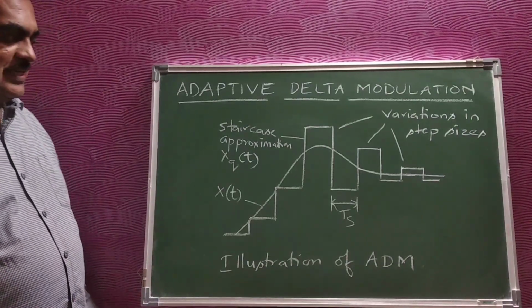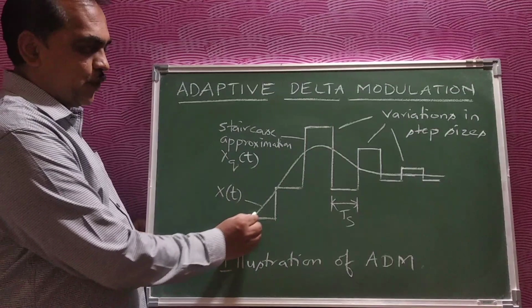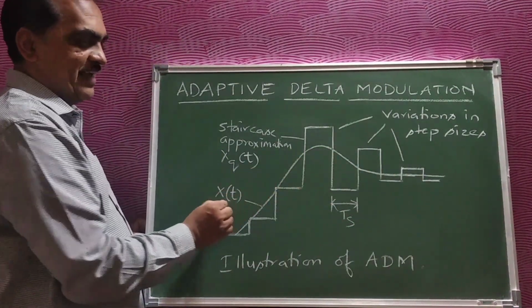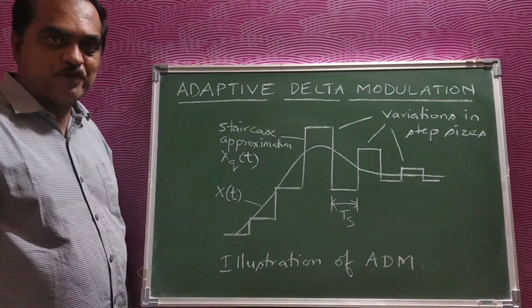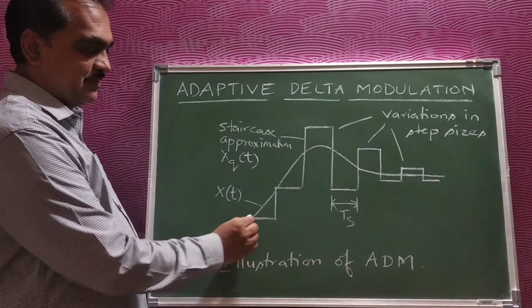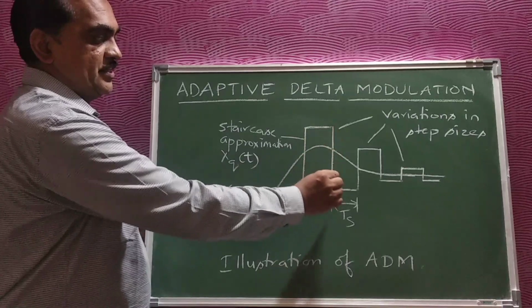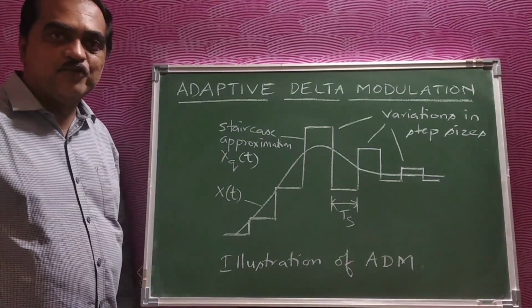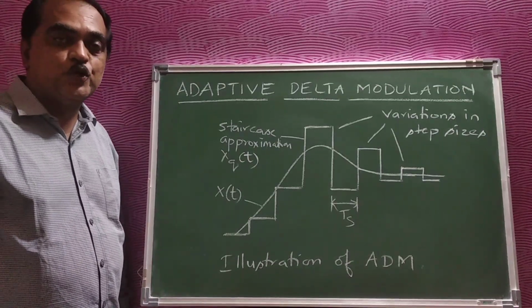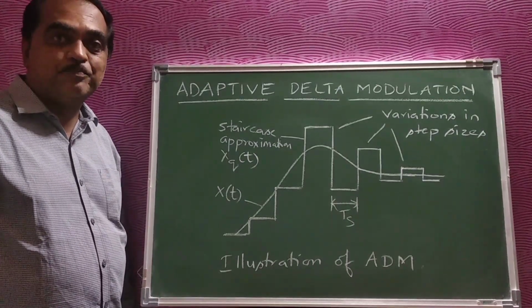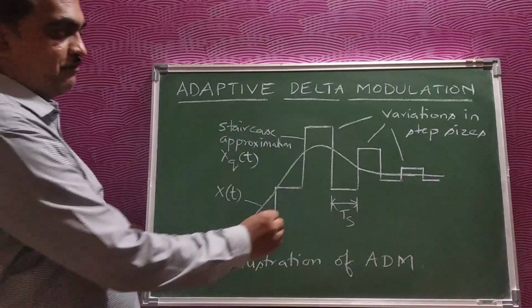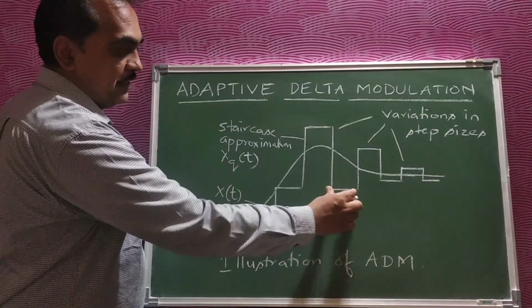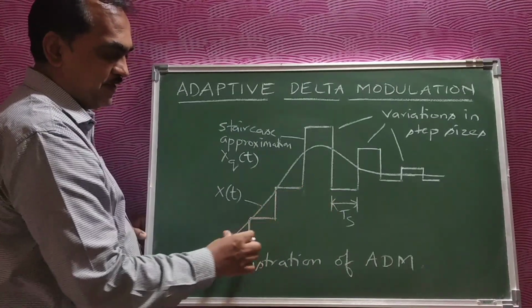Now here you can see this is the analog signal which is varying. It is called X(t), the information wave, and this is the staircase waveform which is superimposed on it, and it is going to convert that analog waveform into 1-bit binary data per sample. So here we have taken per sample a period Ts. This is the sample period, and everywhere it is the same.